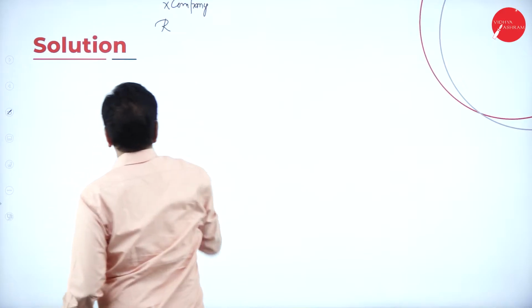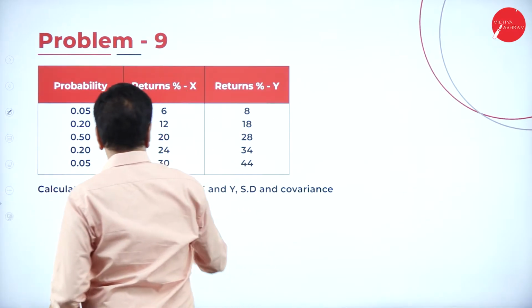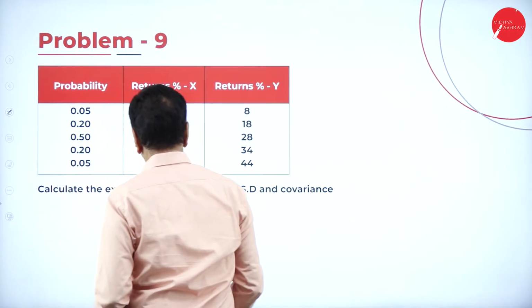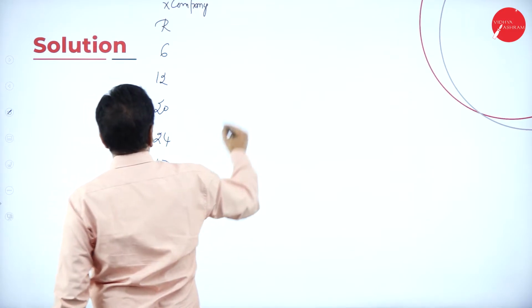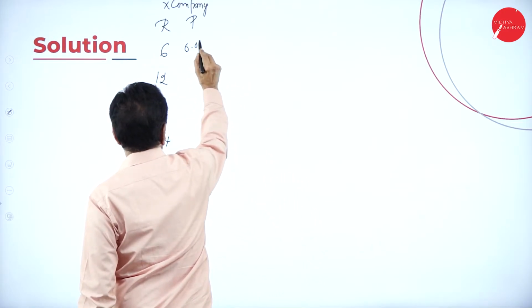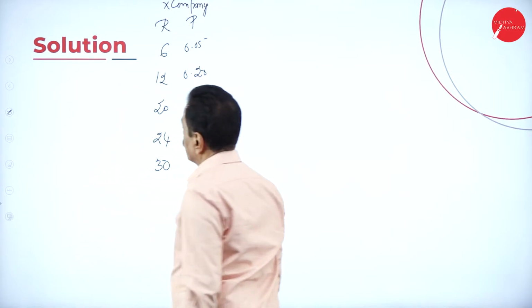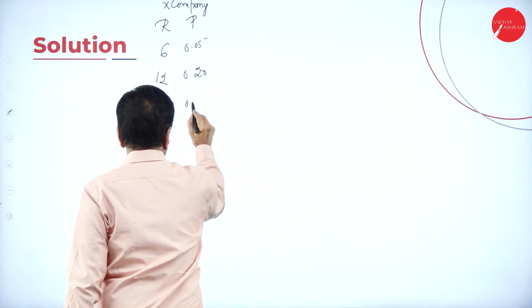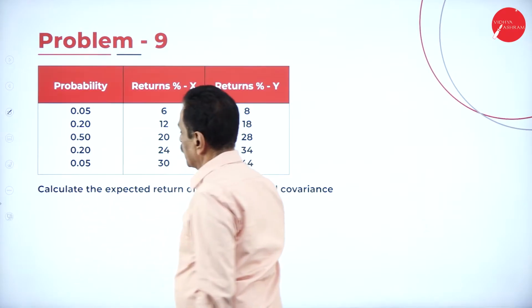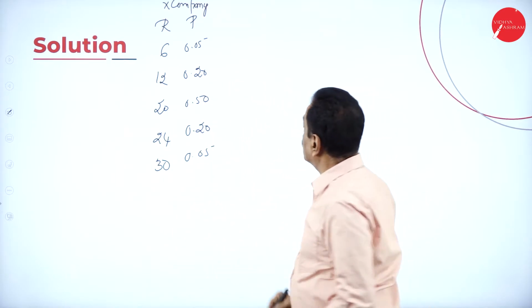Returns: 6, 12, 20, 24, 30. Then your probability: 0.05, 0.20, 0.50, 0.20, 0.05. This is your probability.